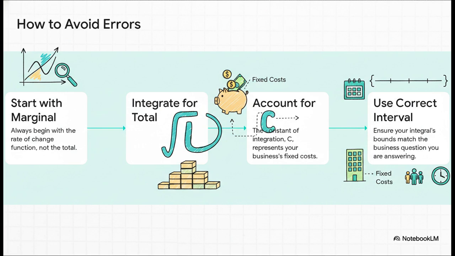Number 3, that little constant of integration, the plus C. For definite integrals like the ones we did, it cancels out, so no big deal. But if you were finding the general total cost function, that C would represent your fixed costs, things like rent and salaries, which are absolutely critical to the real business picture. And finally, number 4, be so careful with your interval. If you integrate from 1 to 1,000, you just missed the cost of the very first unit. That's an error. Your interval has to match the exact question you're trying to answer.